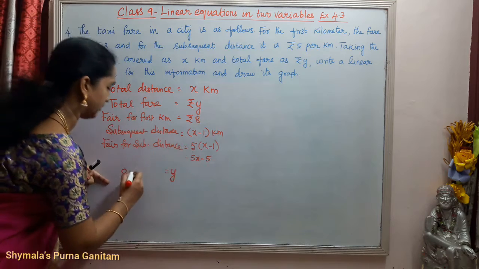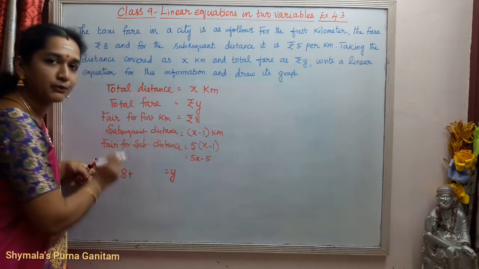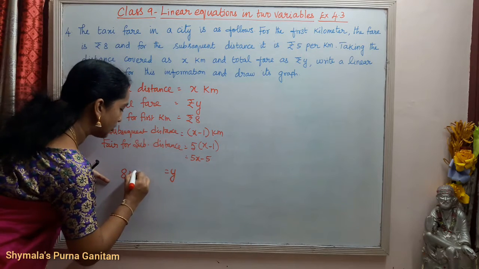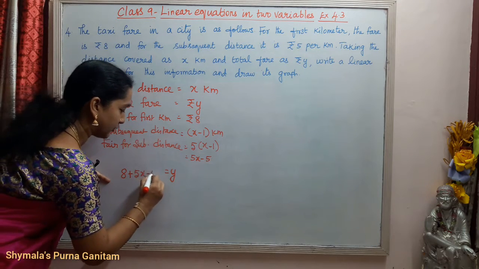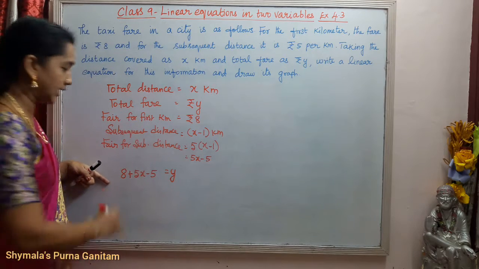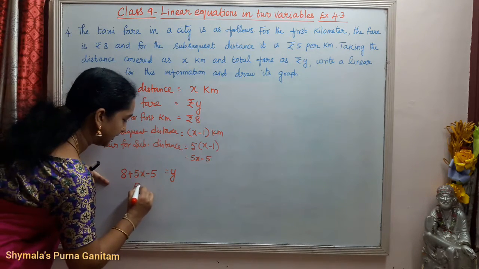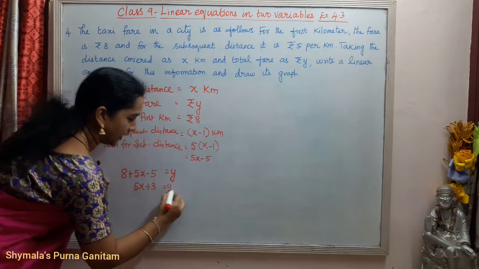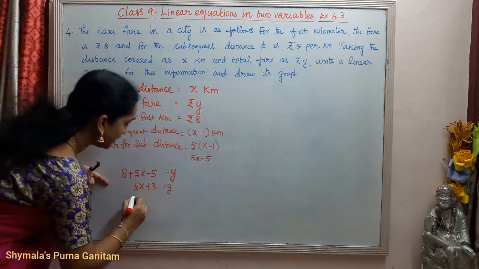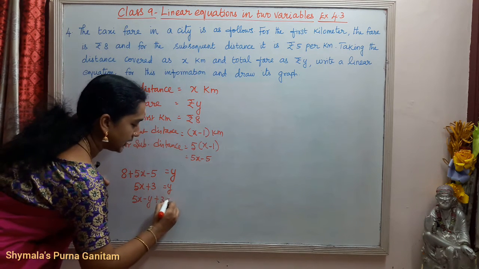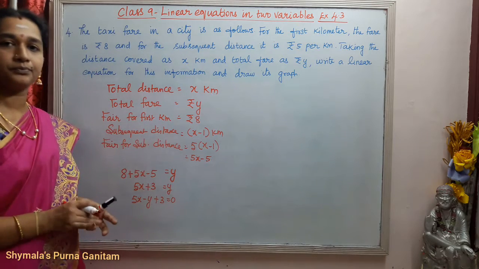So what is the fare given? This is the fare for the first kilometer. For the subsequent distance, how much is given? 5. How much did we write? 5x minus 5. Okay, so when we simplify this, we will get 5x plus 3 is equal to y. When we make it a linear equation, we will get 5x minus y plus 3 is equal to 0.